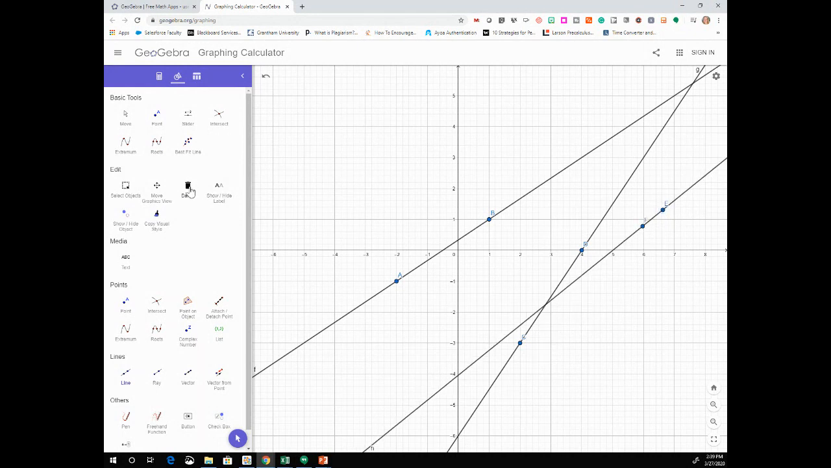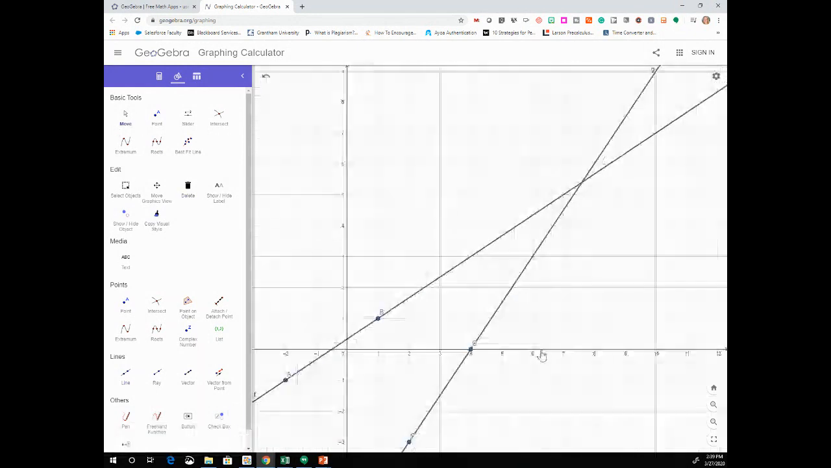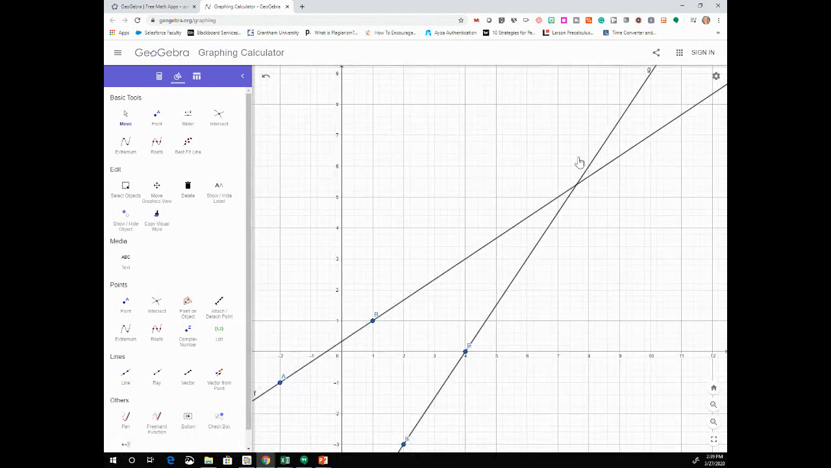So they're not perpendicular because they don't have a plus sign. It forms a really narrow kind of X here, which means it's not perpendicular.